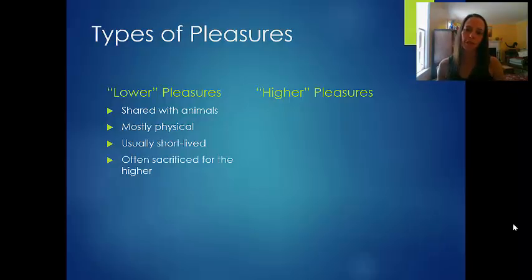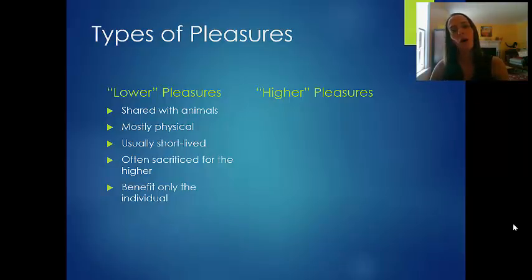So these are often things that we can and do sacrifice to achieve higher pleasures. So you might, for example, give up on sleep in order to do well in a class and gain that knowledge. These usually benefit just the individual. So if I eat a delicious meal or I get a good night's sleep, I'm the only one who's directly benefiting from that. There might be some minor secondary benefits. Maybe I'm less cranky to be around if I've gotten a good night's sleep. But really, I'm the primary beneficiary of that, and that benefit, as we said, doesn't last very long. The next day, I still need to get another good night's sleep to continue the cycle.